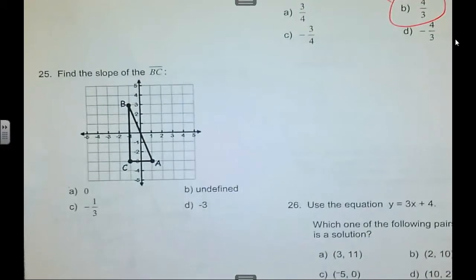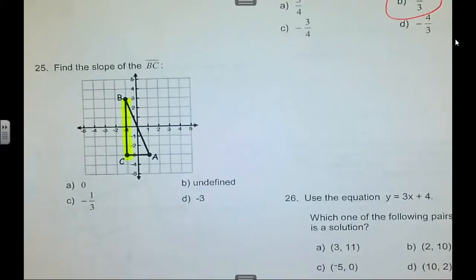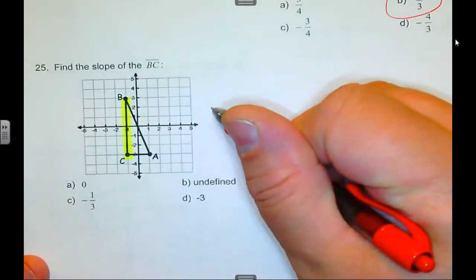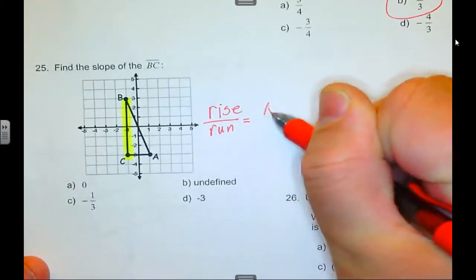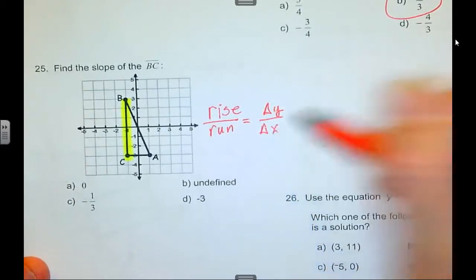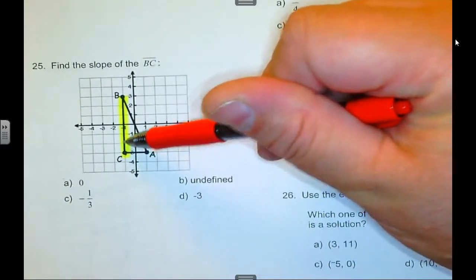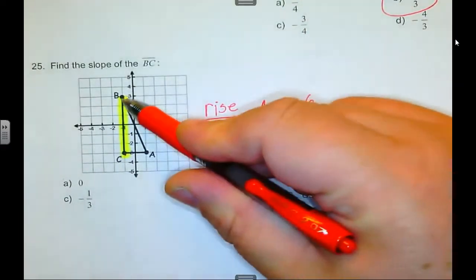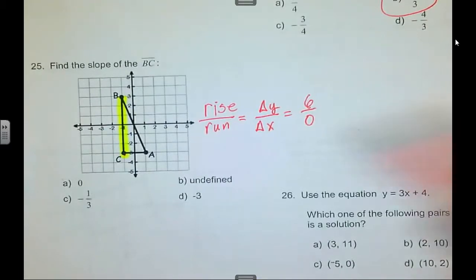Number 25. It says find the slope of line BC. Well, here's the line BC. What's the slope of that line? Definition of slope: rise over run, or the change of y over the change of x, up or down over left or right. So let's figure this out. Let's go from point to point. I'm going to go up 1, 2, 3, 4, 5, 6. How many do I go left to right? 0. Can I divide any number by 0? No. So it's undefined.